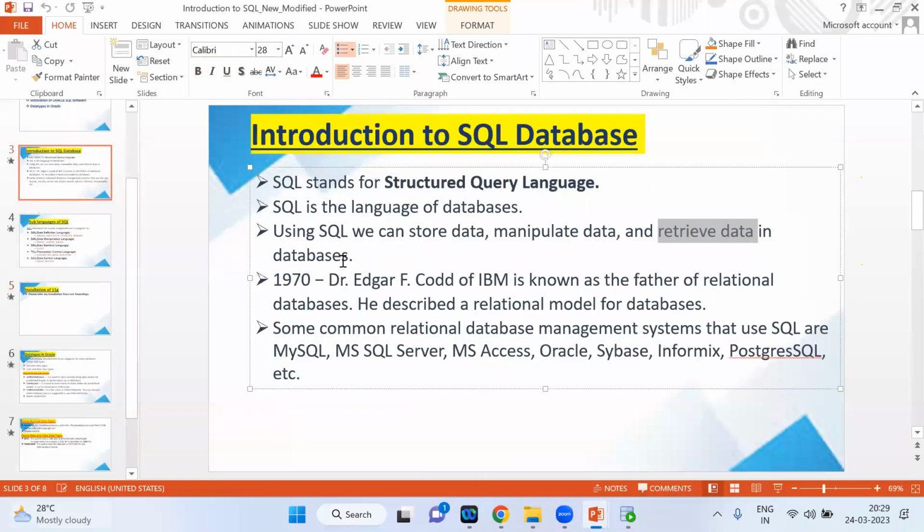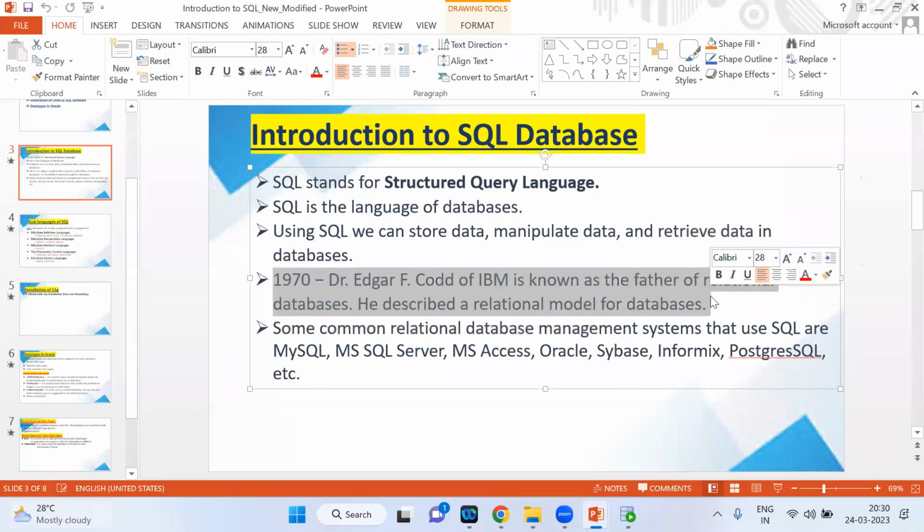Now, what is the history of SQL? How did SQL come into the picture? How did the database concept come into the picture? Okay, so in 1970, Dr. Edgar F. Codd was an IBM company employee. So he gave the concept of a database, and later on he was known as the father of the database.